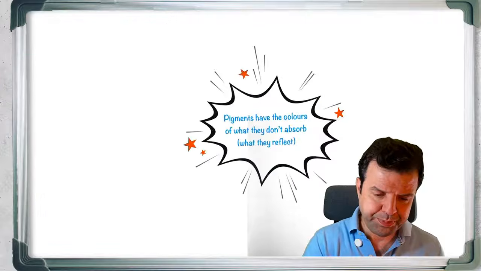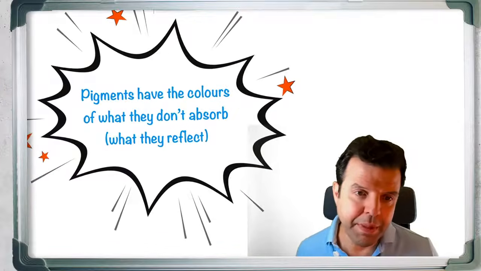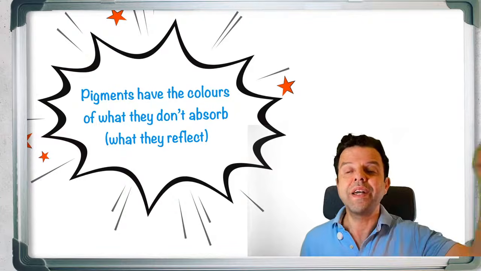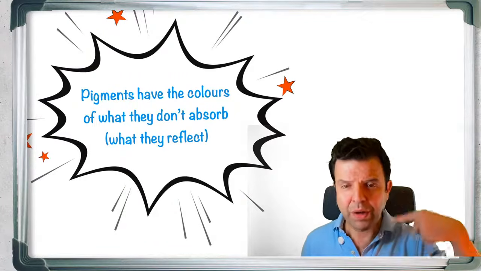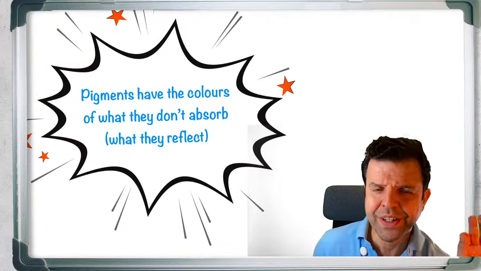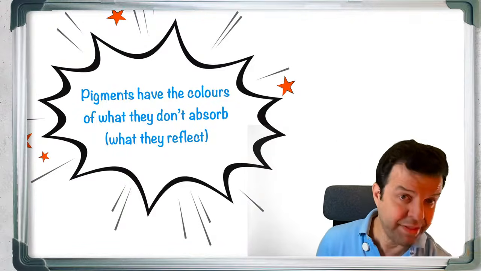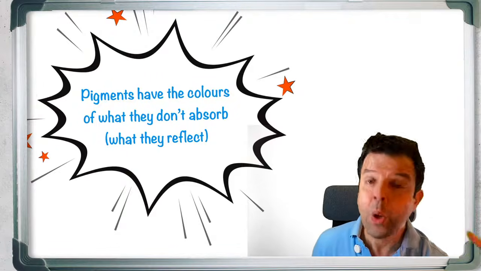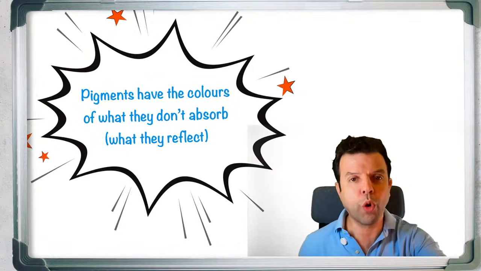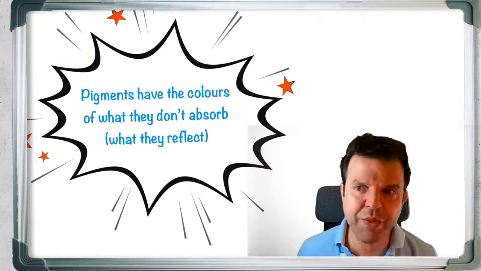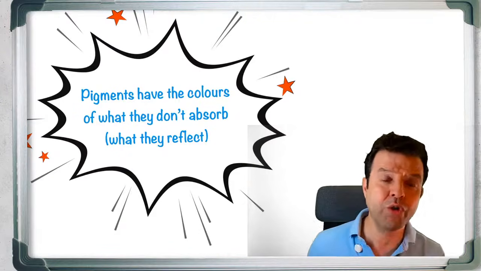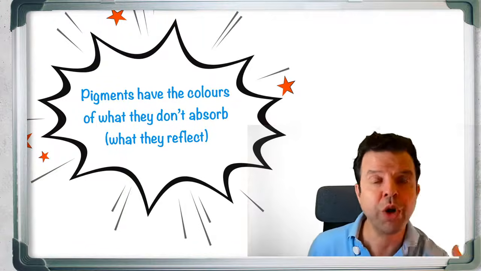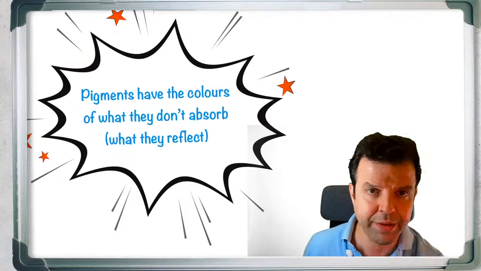So once again, different pigments have colors which they don't absorb. Really important here. When a pigment is green, this means it's absorbing everything but green. When there's a pigment that is red or orange, it absorbs everything except the red and orange. So your color is what you don't absorb. Your color is what you reflect.